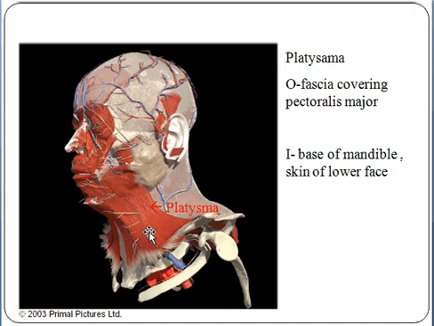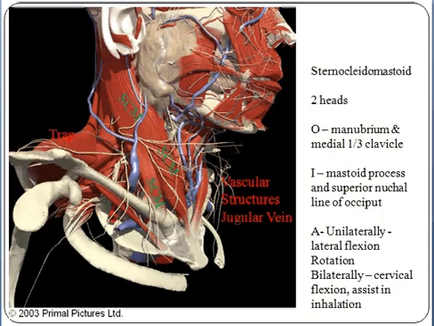This picture shows the 2 heads of the sternocleidomastoid muscle with its one origin on the manubrium here, and the other on the first third of the clavicle. And then it has oblique fibers that come up in behind the ear and inserts on the mastoid process and the superior nuchal line of the occiput.